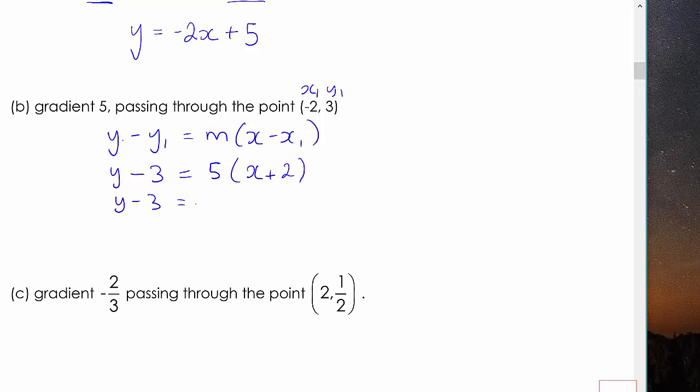So y minus 3 is equal to 5x plus 10, and then y is going to be 5x plus 13.